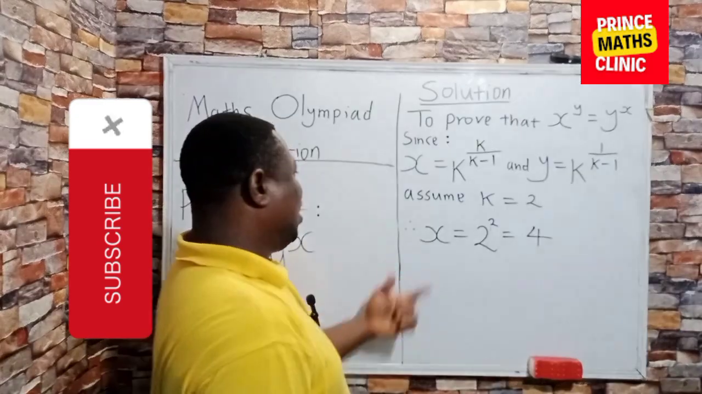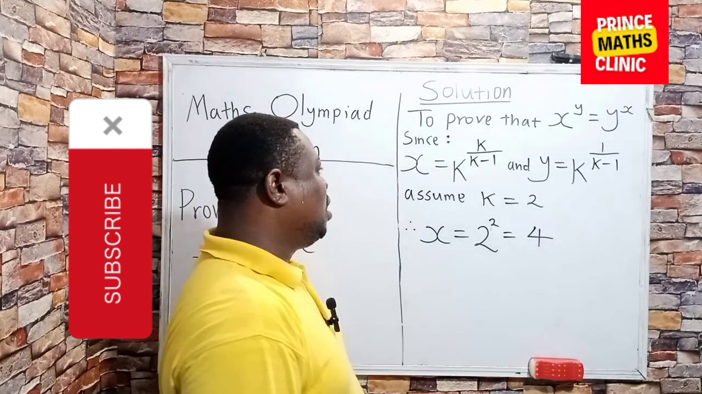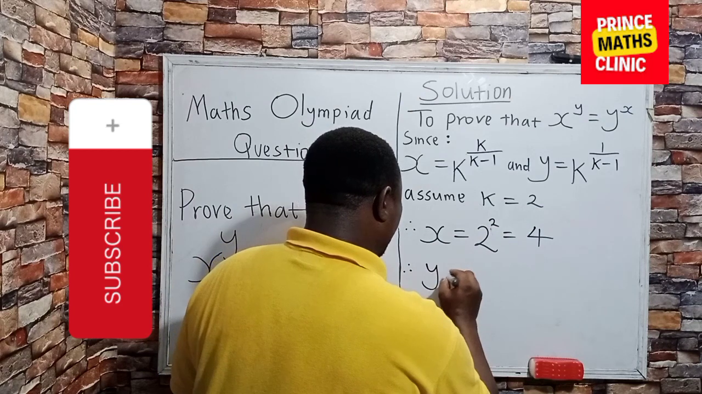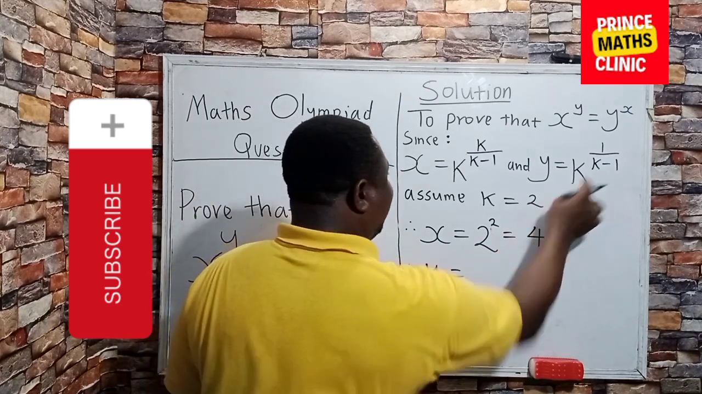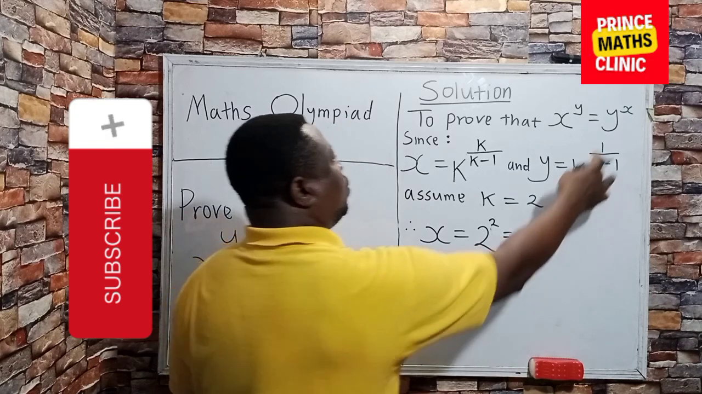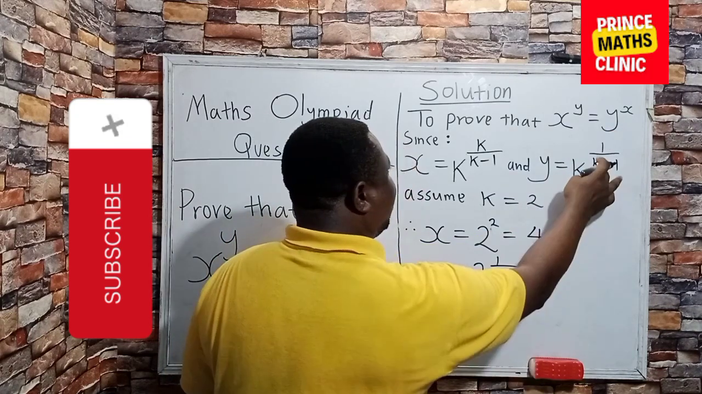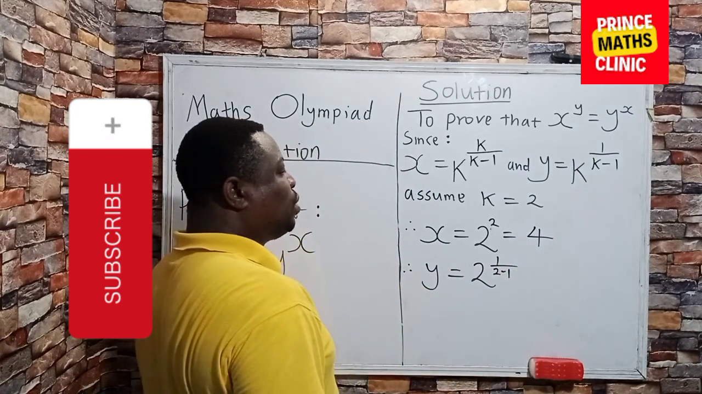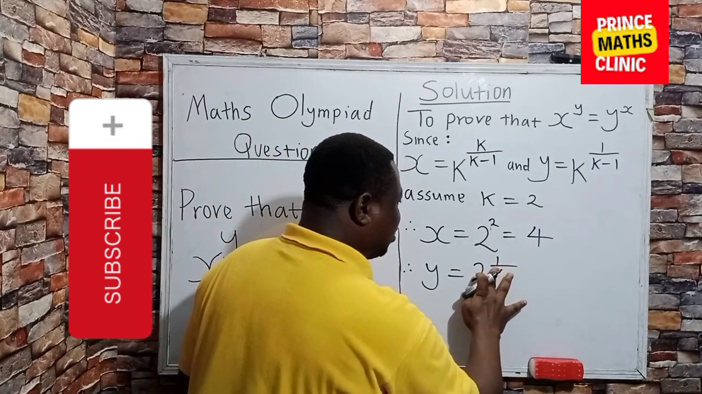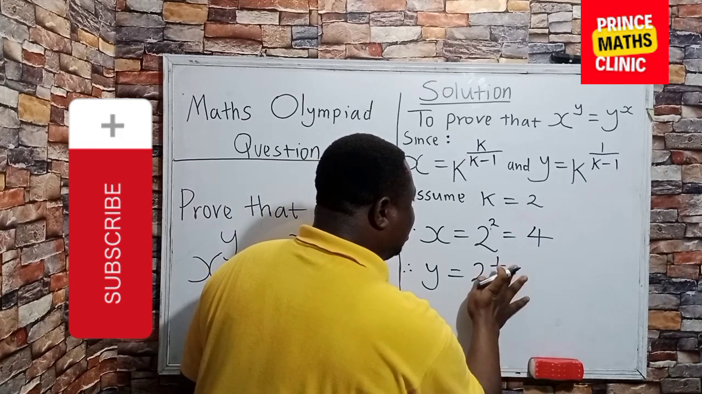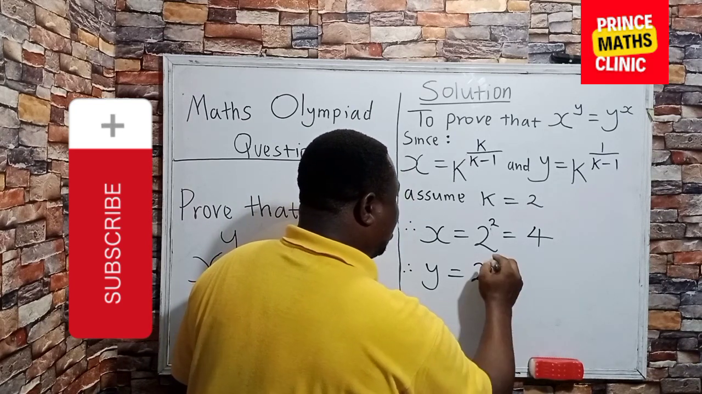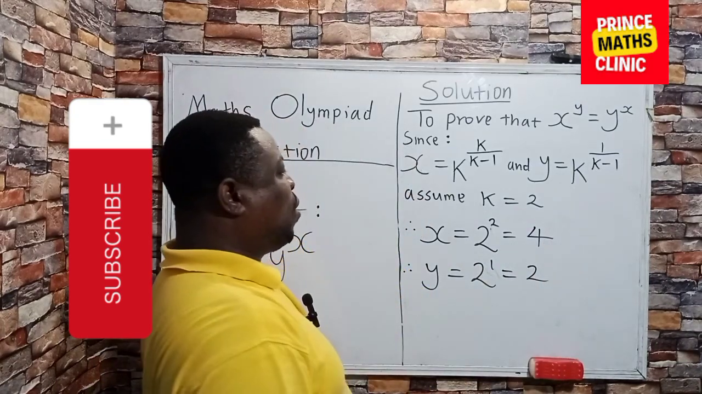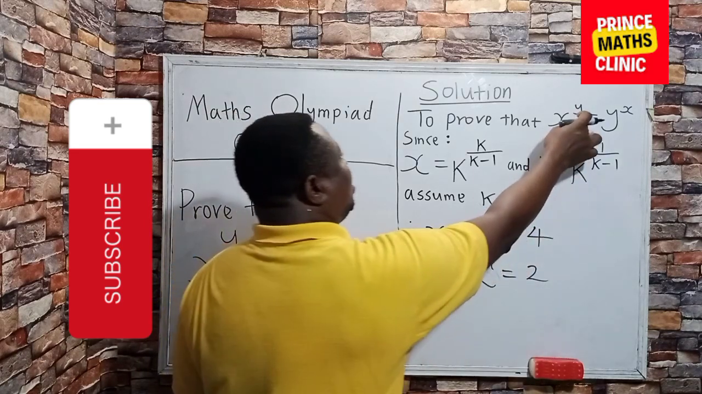Also, let us see what the value of y will be. Assume that k is 2. Therefore, y will become, my k is 2, to the power of 1 over 2 minus 1. And what's 2 minus 1? It gives you 1. And 1 over 1 is still 1. And 2 to the power of 1 is 2. So what does that imply? Let us see if they are equal.